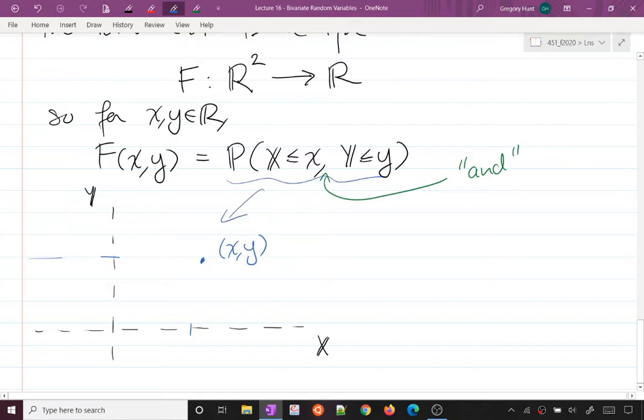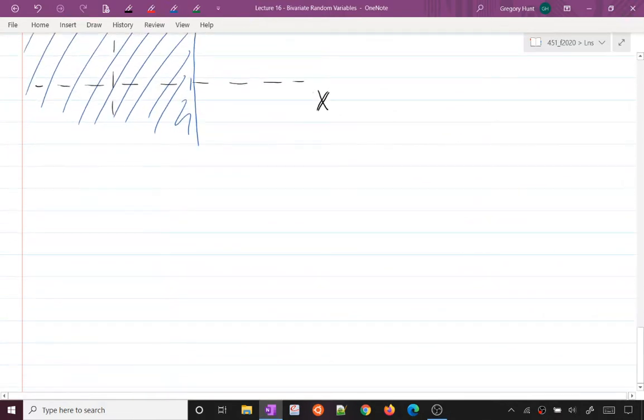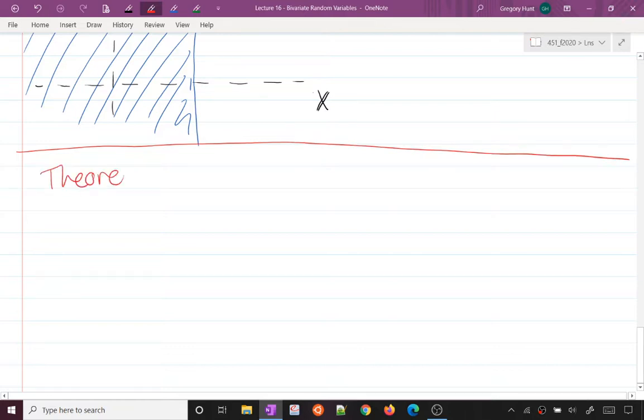is going to look at the probability I'm kind of to the left and below this point, x comma y. So it's a probability I'm in that area. And so it is a very natural generalization of the univariate CDF idea. We can write down some familiar properties, and I'm going to write these down without too many proofs. Some of these will be familiar, and some of them are going to be new.